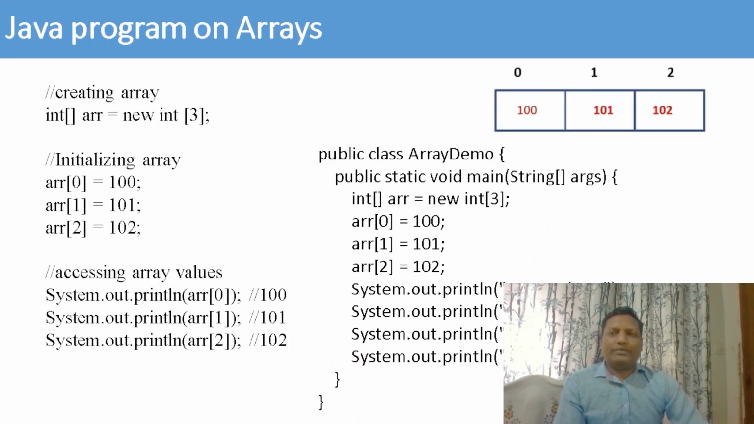Let's see an example. Let's break down the Java program step by step. Now we can see public class ArrayDemo. The ArrayDemo class is declared as public, meaning it can be accessed from outside its package. This class contains the main method, which is the entry point for a Java application. Now, public static void main(String[] args): the main method is where the program execution begins.